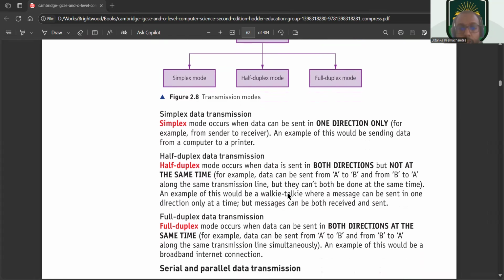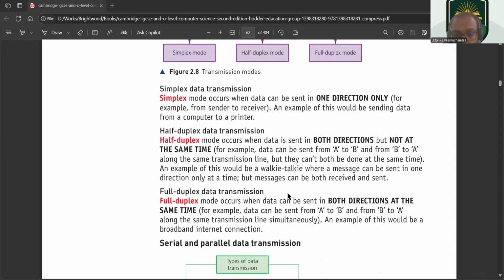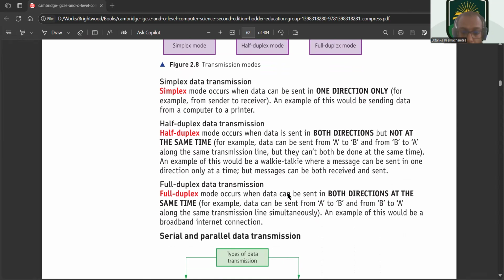Half duplex can be both directions, but only one thing occurs at one time. You can't do both sides at the same time, like a walkie-talkie. Full duplex is both directional at the same time, like a telephone.